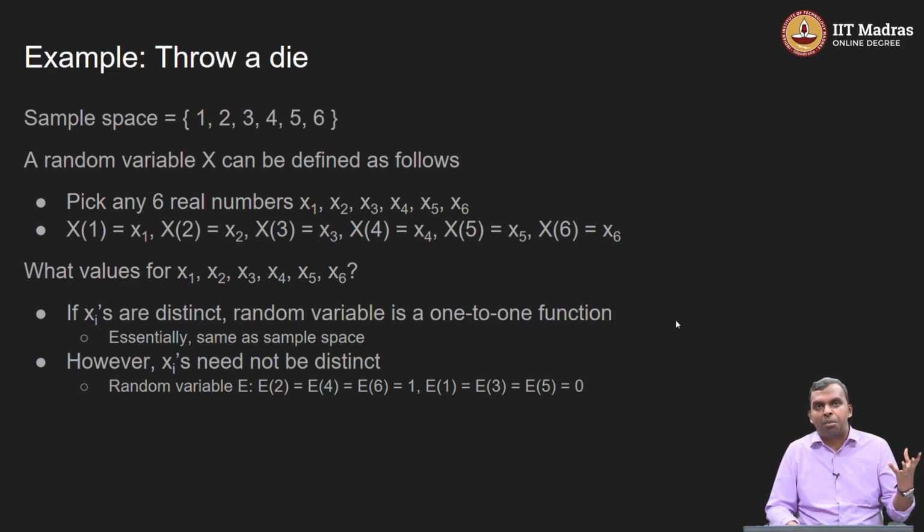You pick 6 real numbers of your choice, whatever they are. Let's call them x1, x2, x3, x4, x5, x6. And I can simply say my X will take 1 to x1, 2 to x2, 3 to x3, and so on.